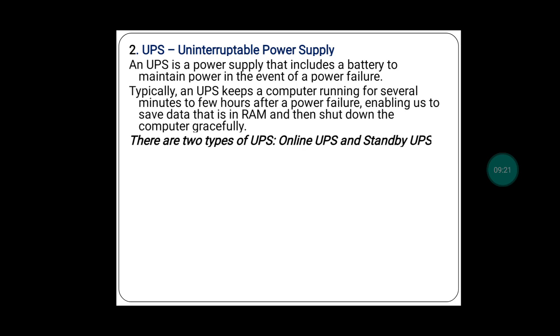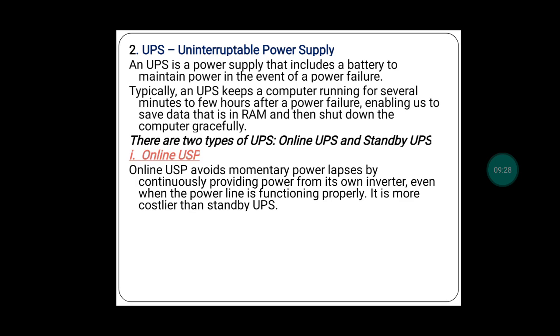There are basically two types. One is online UPS and another one is standby UPS. Then what is this online UPS? The online UPS avoids momentary power lapses by continuously providing power from its own inverter, even when the power line is functioning properly. It is costlier than standby UPS.